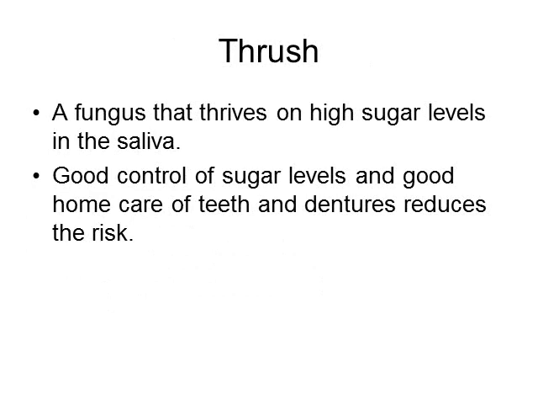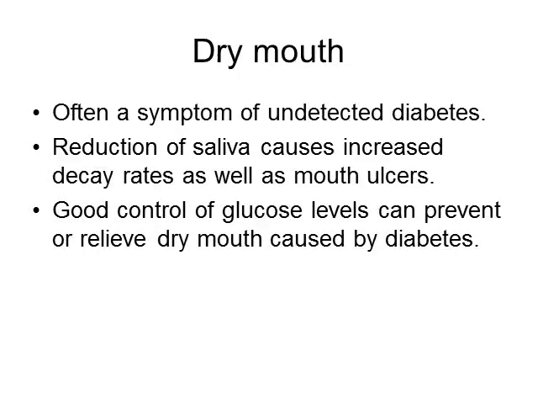Thrush is a fungus that thrives on high sugar levels in the saliva. So good control of sugar levels and good home care of the teeth and dentures can reduce the risk of thrush. A dry mouth is oftentimes found with our elderly patients, especially as they start taking more prescription drugs, or someone who's been diagnosed with Sjogren's or connective tissue diseases, lupus. It's often a symptom of undetected diabetes. Reduction of saliva can also increase the decay rate as well as mouth ulcers. Good control of glucose levels can prevent or relieve dry mouth caused by diabetes, but we also want to look at what our other options are for xerostomia, and we might want to include things like ozone.